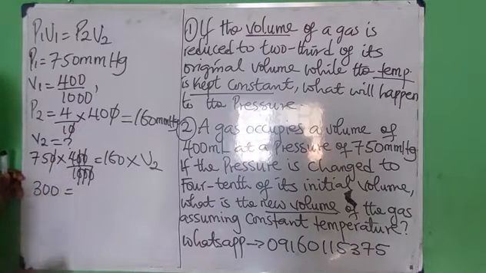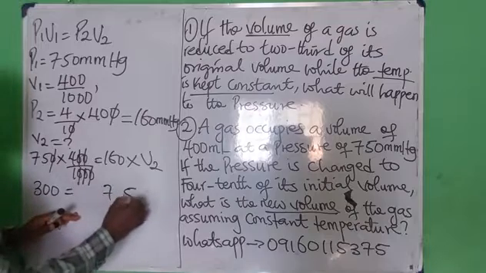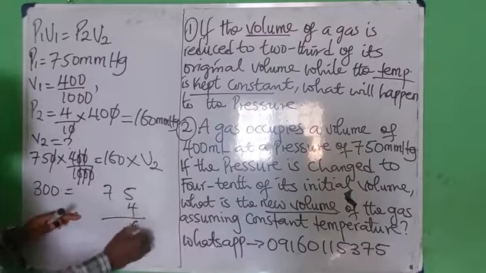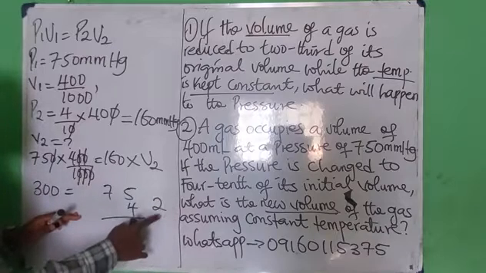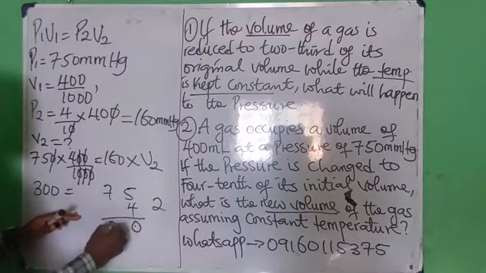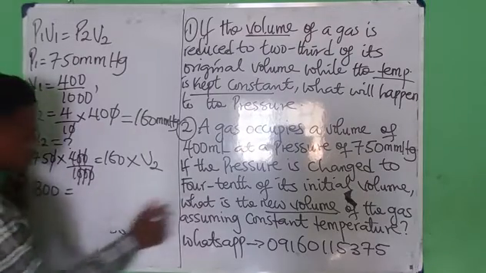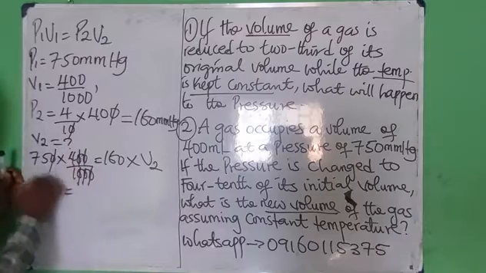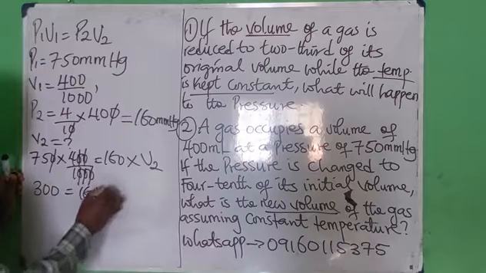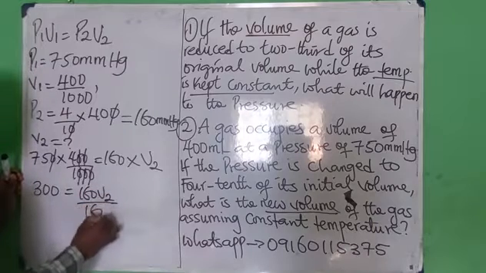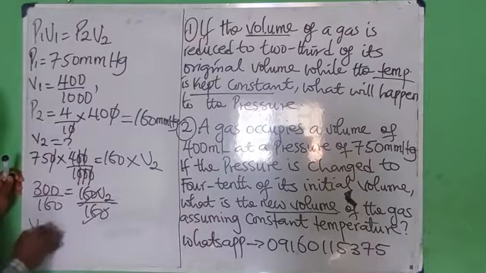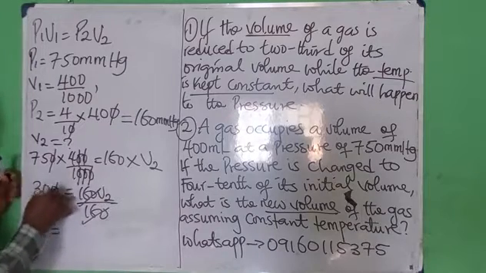300. So let's confirm that, please. 4 times 5 is 20. Put 0, carry 2. 4 times 7 is 28, plus 2 is 30. So it is correct. 300. So it means that everything here is 300, and you have this times 160 V2. So what do you do? Divide both sides by 160. This will go into this. So V2 equals this into this.